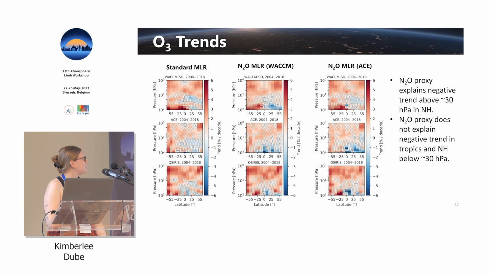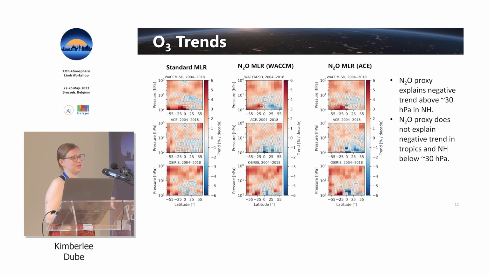And the last column is the same thing, but using ACE N2O. And for ACE and OSIRIS, the results are largely the same as when I used WACCM, but if we use ACE N2O on WACCM ozone, it doesn't work so well. The trend is pretty similar to using the standard MLR.